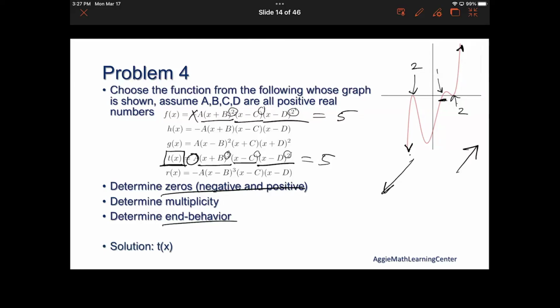Any questions with how I determined where the zeros were, the multiplicity of our equation, or how I determined the end behavior of our function? All good? All right, well, let's keep on going.